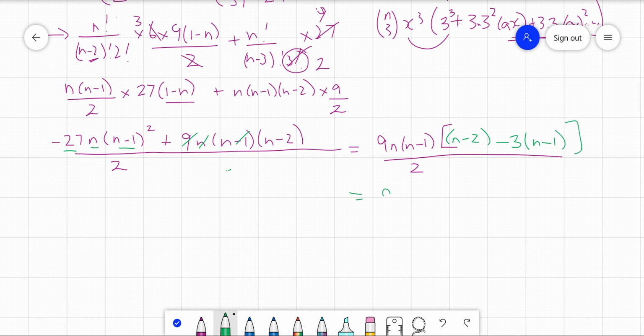So putting that all together, let's see, it's a lot of work. Here would be n take away 3n, so minus 2n. And we've got a minus 2 plus a 3, so 3 minus 2 is 1. So 1 minus 2n here. Alright, or you could put the minus out the front, but that looks nice. So that would be the coefficient of x to the power of 3.